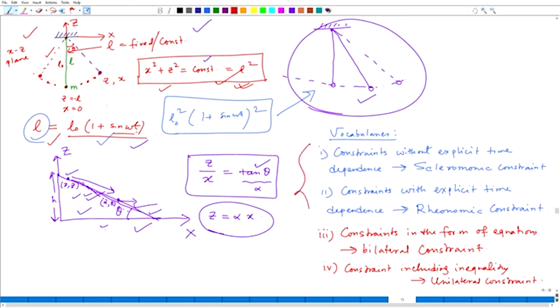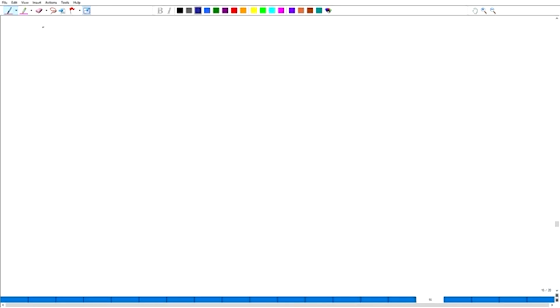Okay. So, these four vocabularies are very interesting for you, but now I will introduce two important vocabularies which will be of utmost interest for us. The first one is holonomic constraints. I can write number 5, holonomic constraints, and number 6, non-holonomic constraints. For these two I first write their names and then I explain what they are.